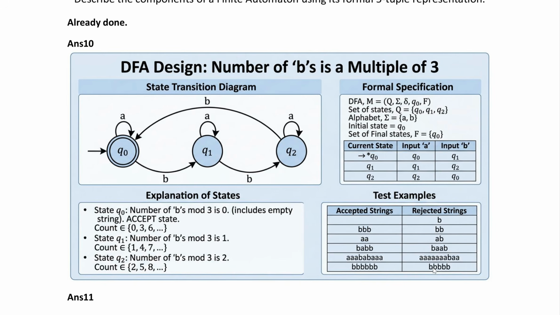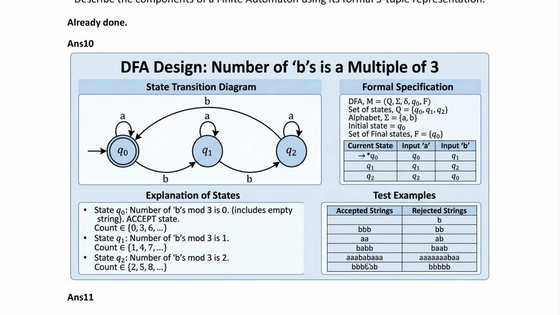This column represents the accepted strings, and this column represents the rejected strings. If there are 3 B's, that is a multiple of 3. If there are no B's, that is zero, and 0 is also a multiple of 3. In this case, B A B B, the number of B's is 3. In this case, A B A B A.